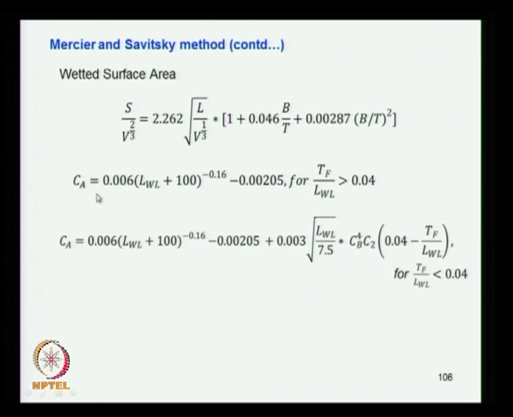The correlation allowance is normally taken as 0.0004, but an expression is given here based on length of waterline. This is the expression if TF by LW, TF is the draft at the forward perpendicular, the draft at the forward perpendicular by length of the waterline, if it is greater than 0.04 use this, if it is less than 0.04 use this expression, and at 0.04 you can use either, both will come to the same expression.